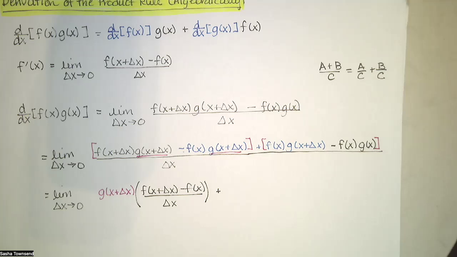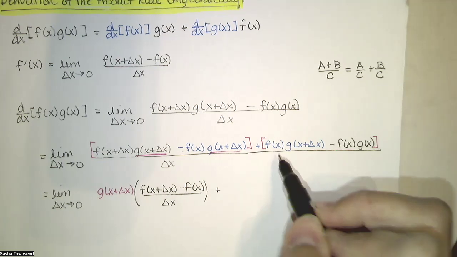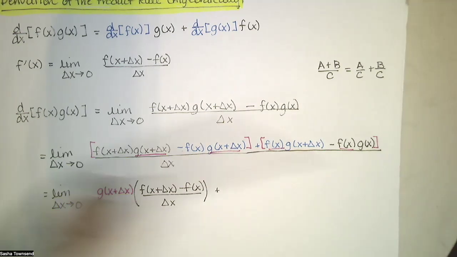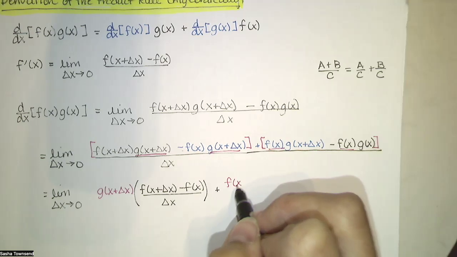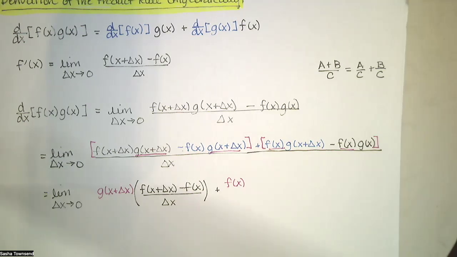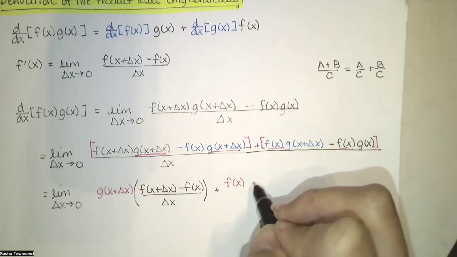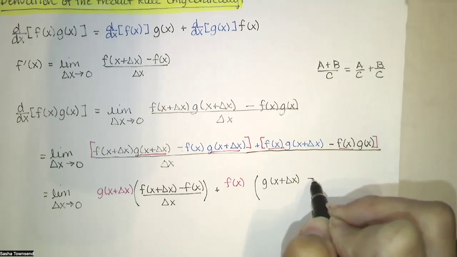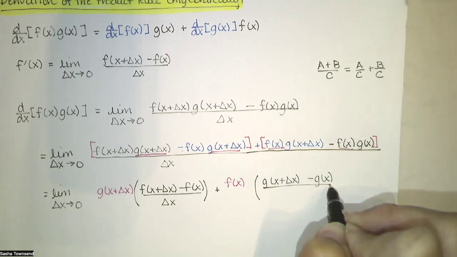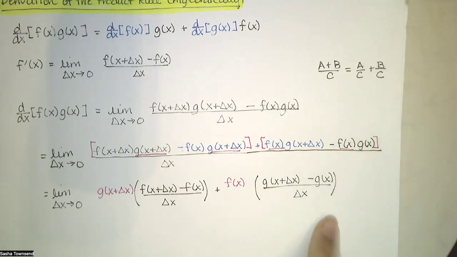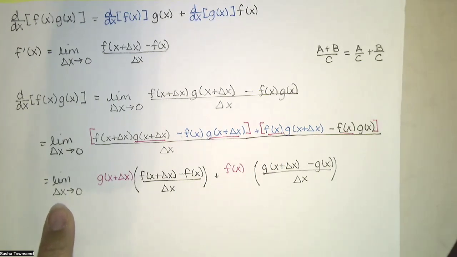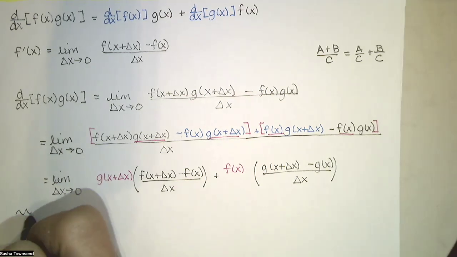But again, I'm going to look at these two expressions and say, what do they have in common? They've got an f of x in common. So I'll factor that out. And then what's left is g of x plus delta x minus g of x, and we're dividing by delta x. And that looks like that expression evaluated at g rather than f. So now we'll take the limit as delta x approaches 0. Now remember, we've got a few limit laws.